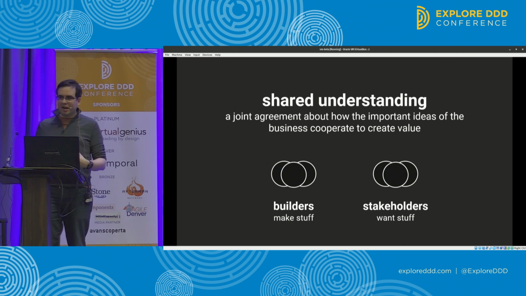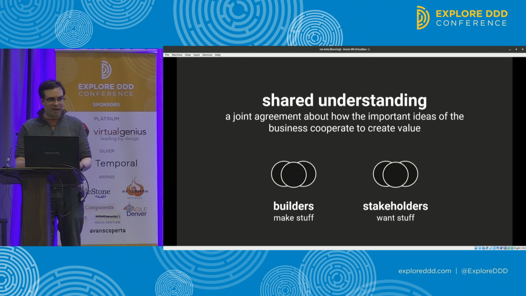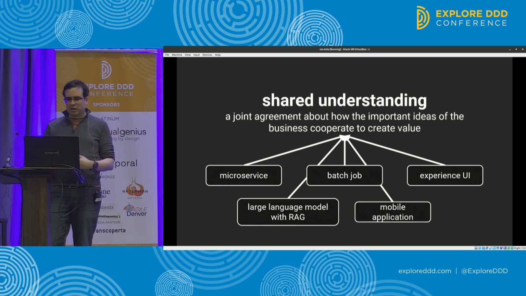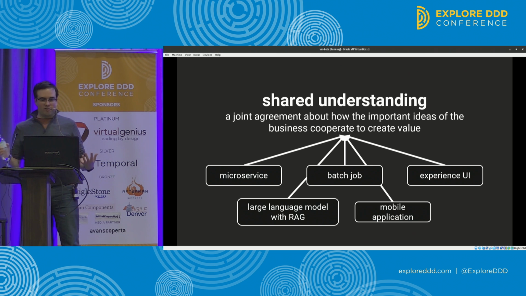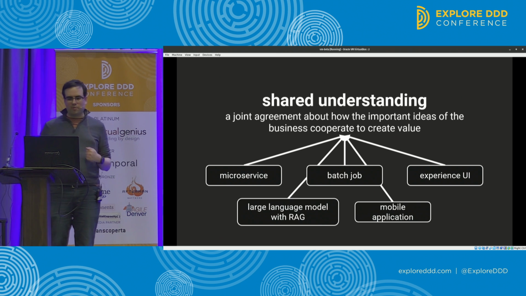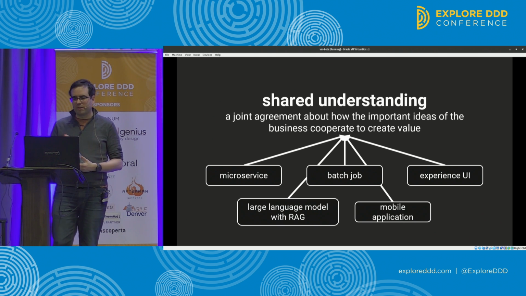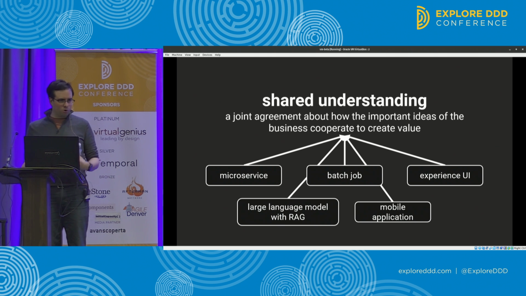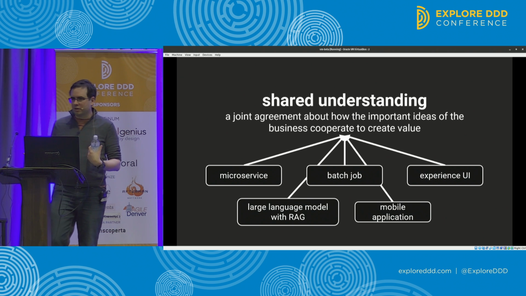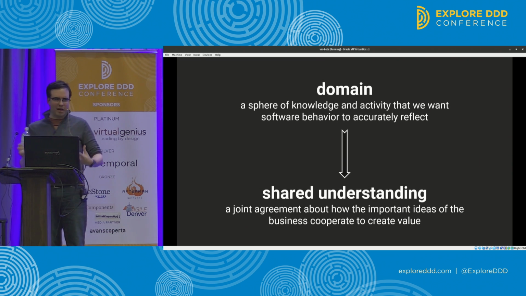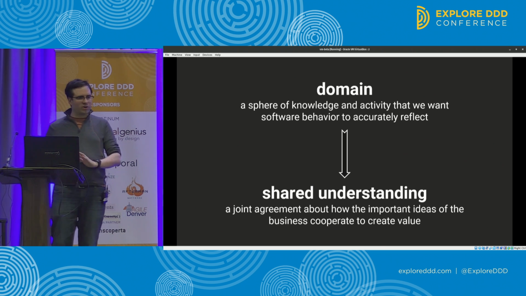And we want the understanding about the problems being addressed and the ideas that we're talking about to be as close as possible. So this applies no matter what kind of software you're writing. It could be a microservice with an API. It could be a large language model. It could be a mobile app. It could be whatever. Insert your favorite kind of software here. But if we don't agree about what words mean, how can we possibly hope to build the correct piece of software? So we use a domain here to mean the natural divisions of the business to reflect the reality of how it produces value.